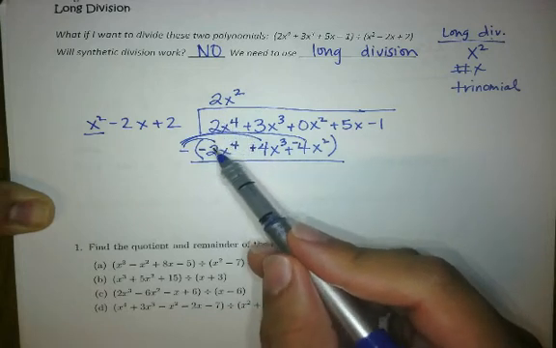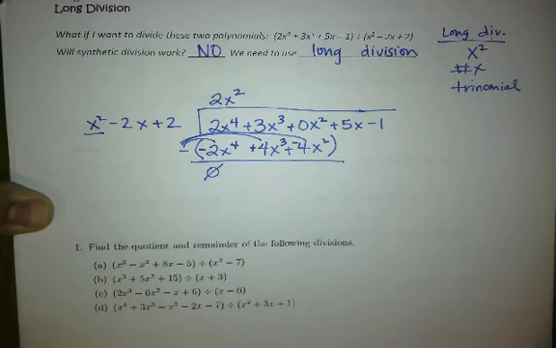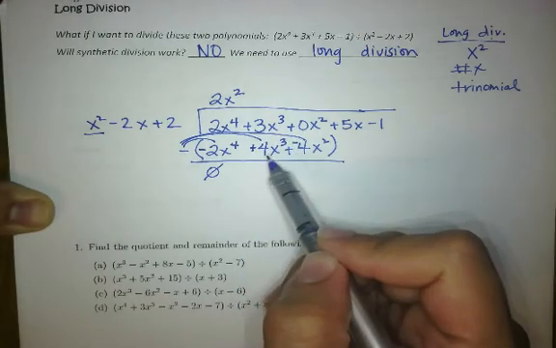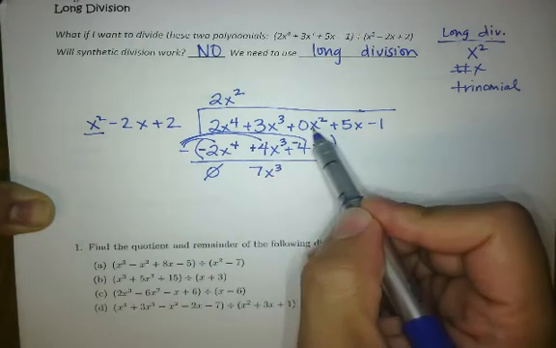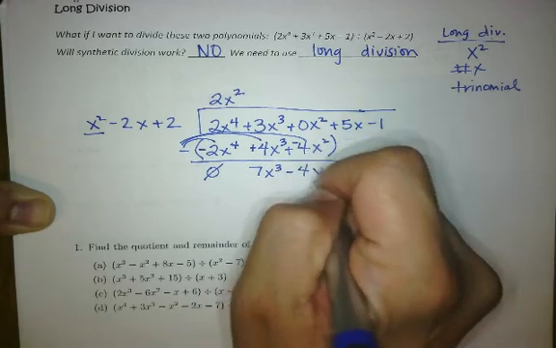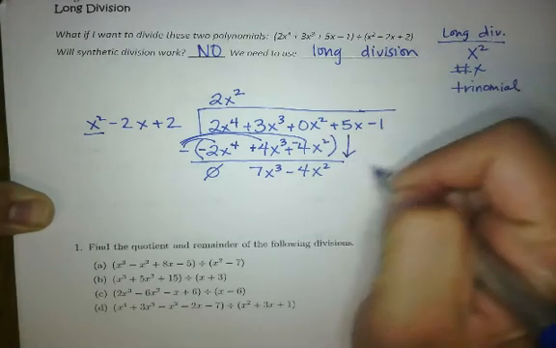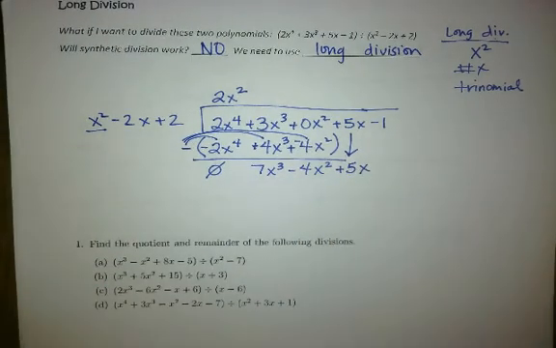So 2x to the fourth power minus 2x to the fourth power gives us 0. Negative 3x cubed plus 4x cubed gives us 7x cubed. And 0x squared minus 4x squared gives us negative 4x squared. So like when we were doing long division in elementary school, you bring down that next term below.